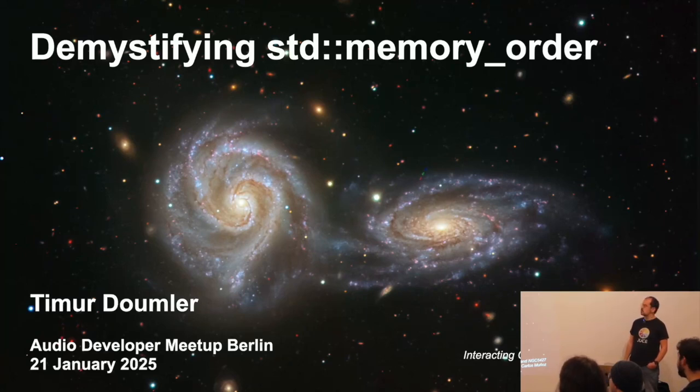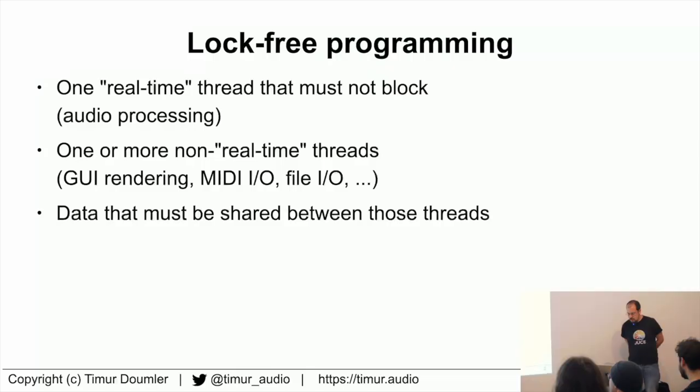What I want to do is talk about std::memory_order, what it does, what it's for, and how to use it. It's a very brief overview, because I don't think I have time for a long talk. To set the setting, this should be familiar for people who do C++ and audio. We have one thread, the real-time processing thread, which must not block, otherwise you're going to get an audio glitch. And we have a bunch of other threads that are not real-time threads, doing other things like rendering your GUI or media I/O. You want to share or move data between those threads without blocking the real-time thread.